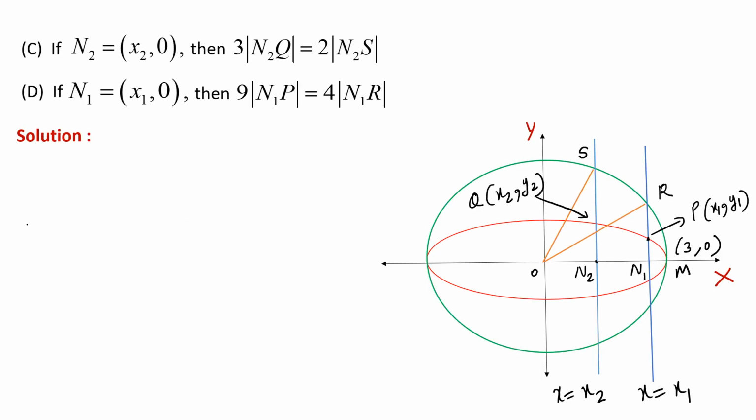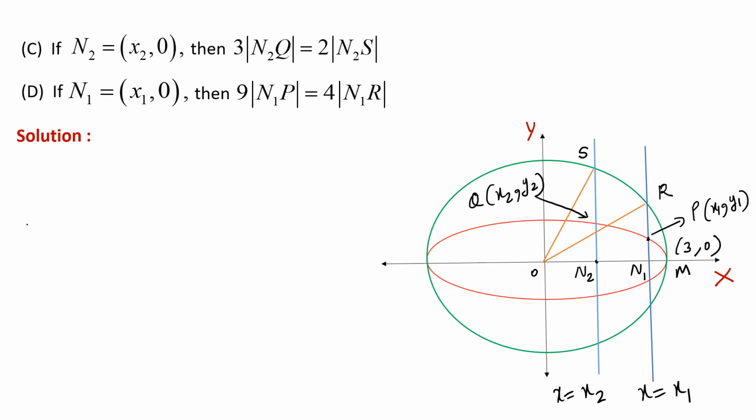The third option is if N2 equal to (x2, 0), then 3 into mod of N2Q equal to 2 into mod of N2S. And the last option is if N1 equal to (x1, 0), then 9 into mod of N1P equal to 4 into mod of N1R.